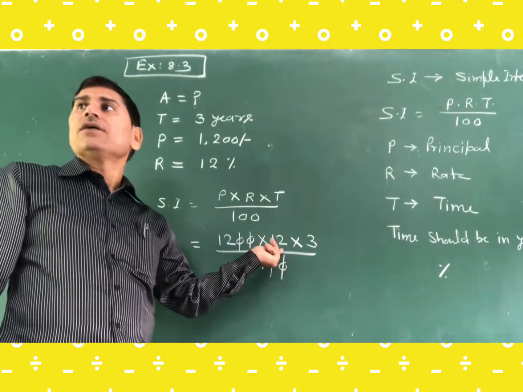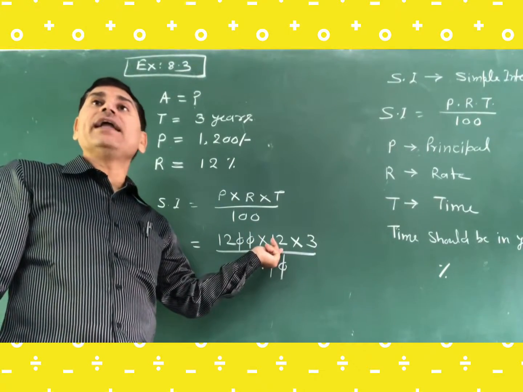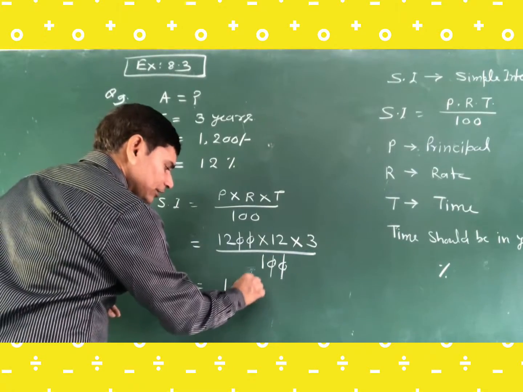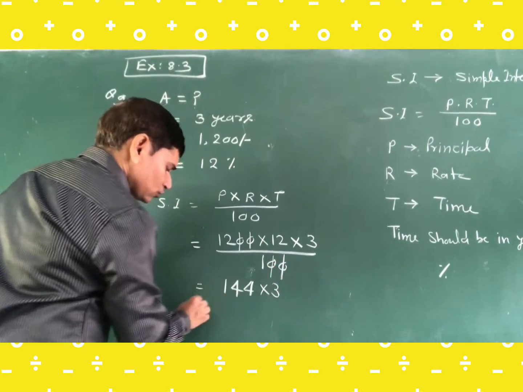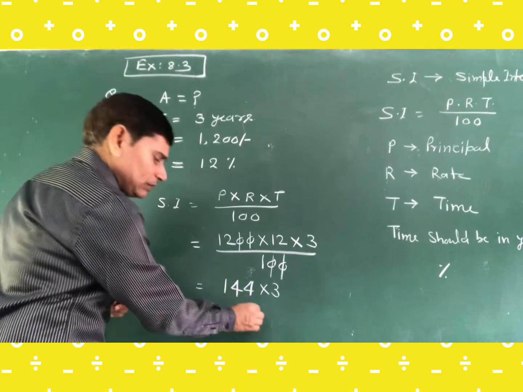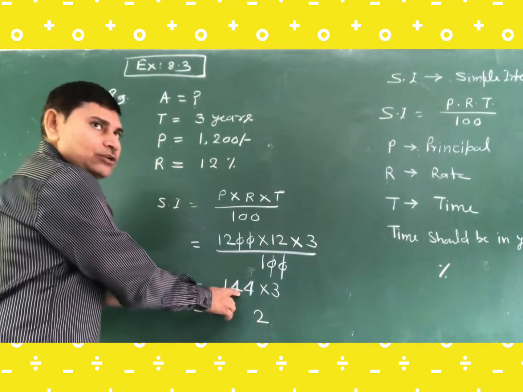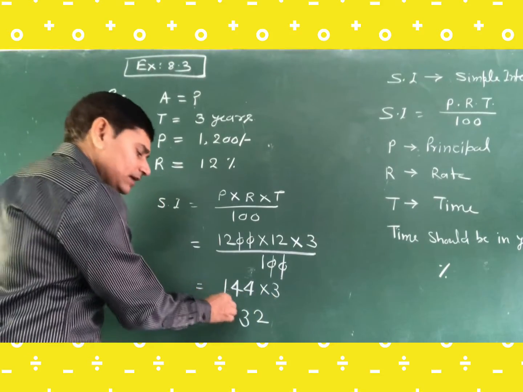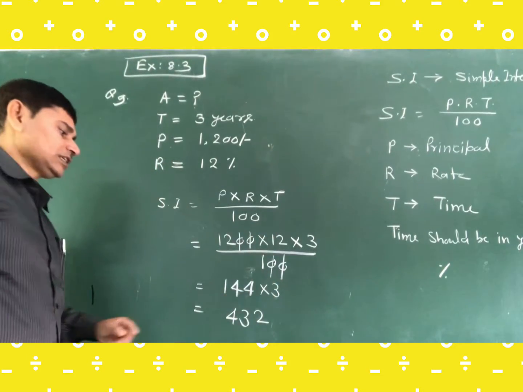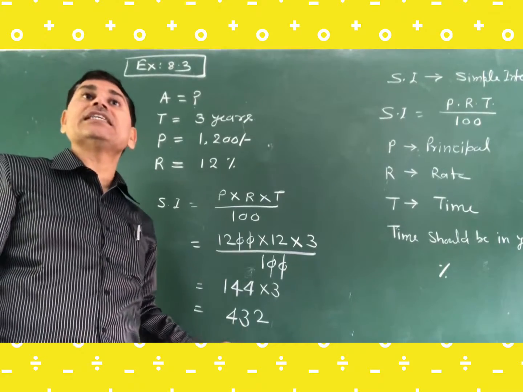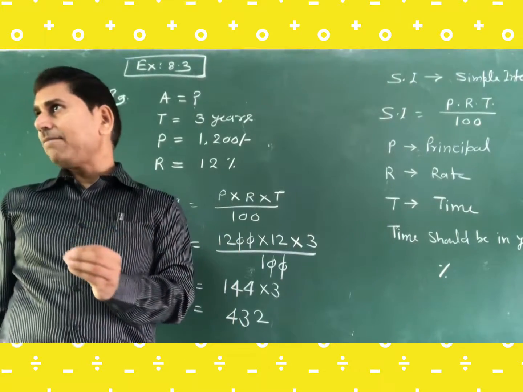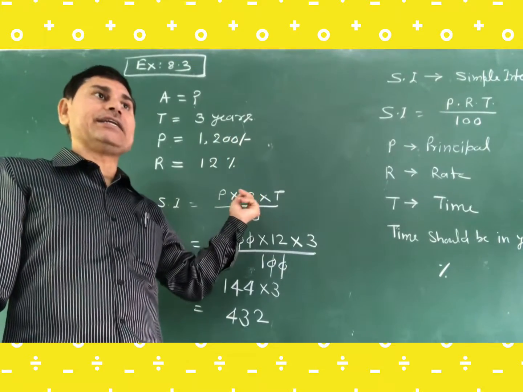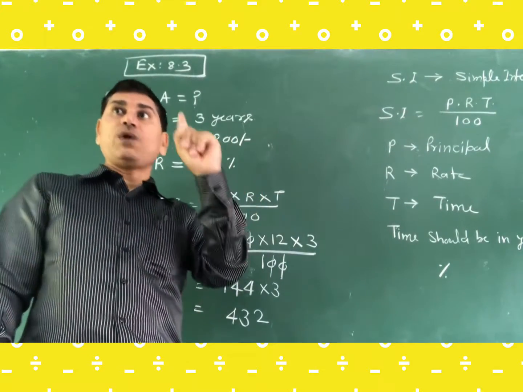12 into 12 is 144, correct. 144 into 3: 3 fours are 12, and again 3 fours are 12 and 1 carry is 13, and 3 ones are 3 and 1 is 4. So this is 432. This is the simple interest for the amount 1200 at a rate of 12% for 3 years.